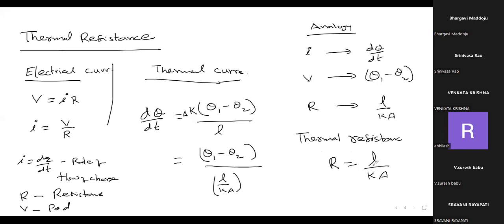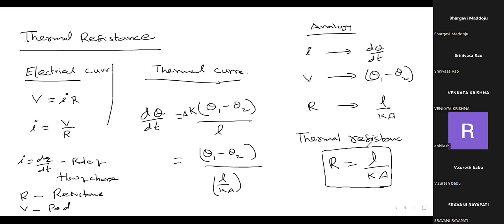Finally, we can conclude that the thermal resistance of the rod is proportional to the length of the rod and inversely proportional to the area of cross section of the rod and the coefficient of thermal conductivity. This is the expression for thermal resistance. One should know this expression. This is about thermal resistance.